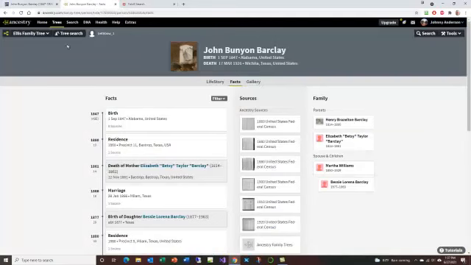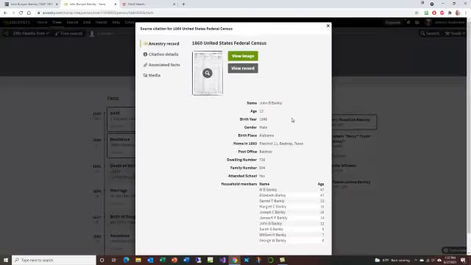If we search for John Bunyan Barclay in Ancestry, we'll notice that he's in a number of family trees, but this one happens to have the most records in it. And there's a couple of things that we want to look at. First, we want to look at 1860 and see where he was living. John Bunyan Barclay, age 12, was living in Bastrop, Texas.